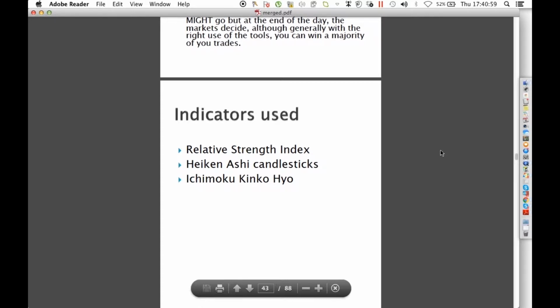So like I said, there are thousands and thousands of indicators out there. People are developing new indicators every day. But these three are the ones that are found on MetaTrader and the ones that we've seen be more useful to people or bring a better success rate.